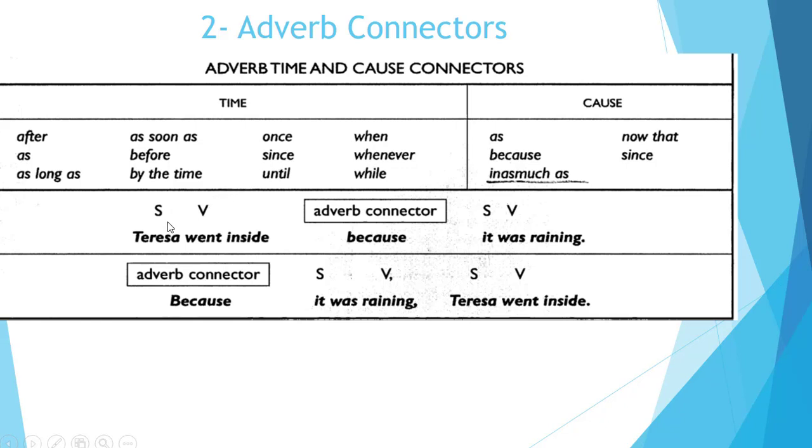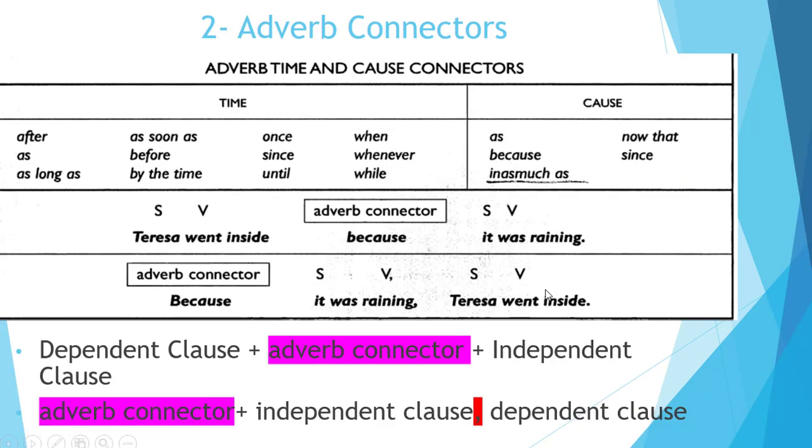So, where is it located in the sentence? Two places. Subject verb, and then the connector, and then subject verb, without any comma or anything in the middle. Or you can start with the adverb connector, and then subject verb, comma, subject verb. These are the two places. Dependent clause, adverb connector, independent clause, or adverb connector plus independent clause, comma, and independent clause. Do not forget the comma here, okay? And by the way, I have taken this snapshot from Deborah Phillips 2001. It's a book for the ITP TOEFL test.